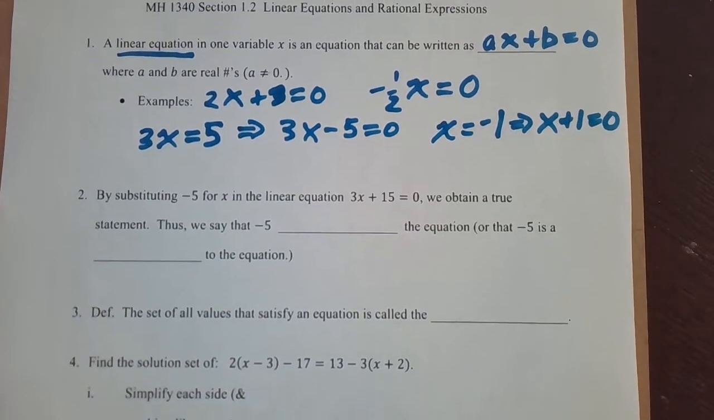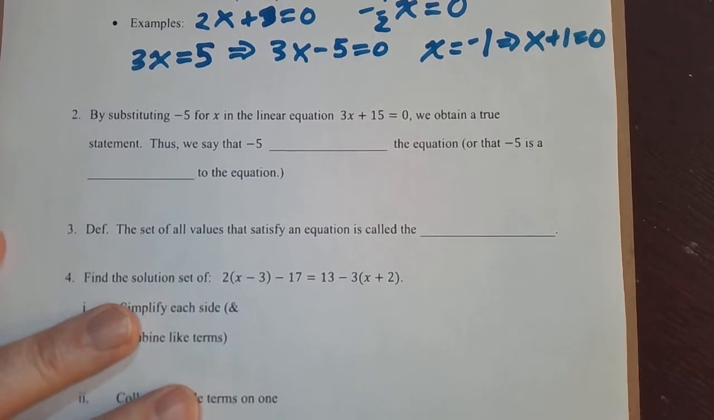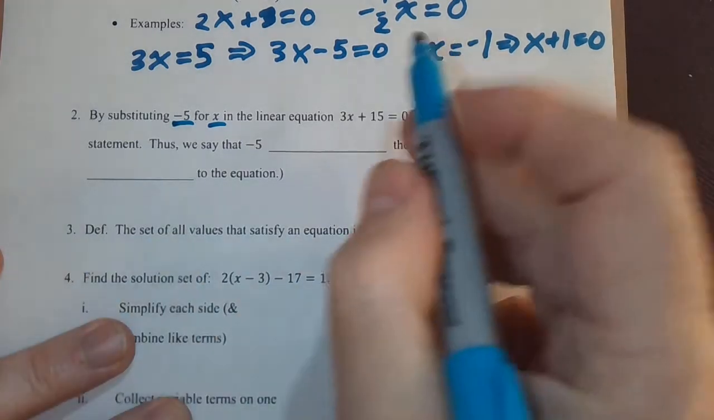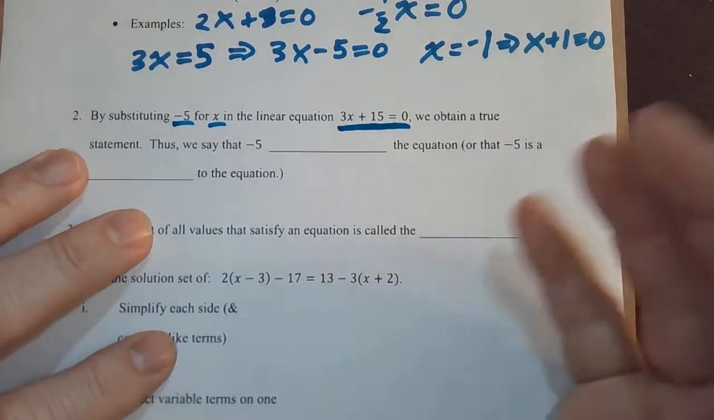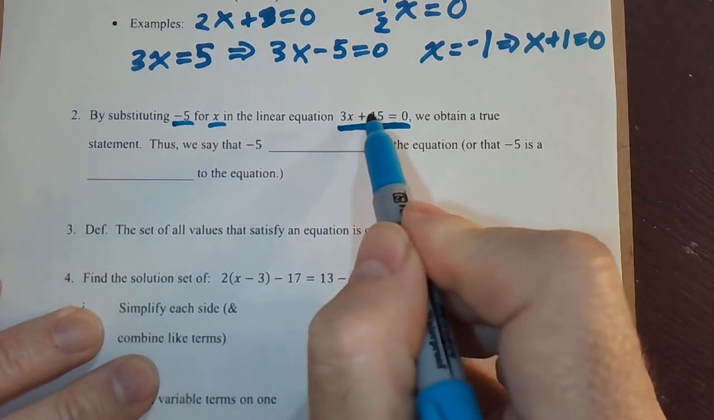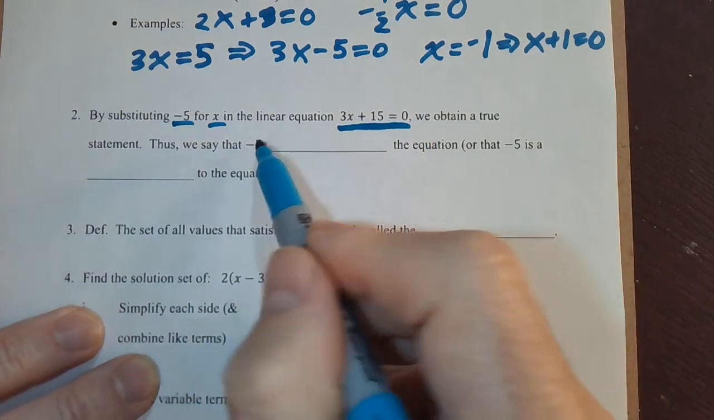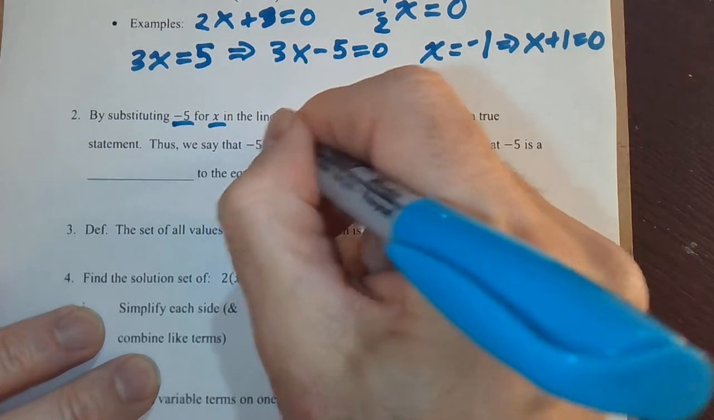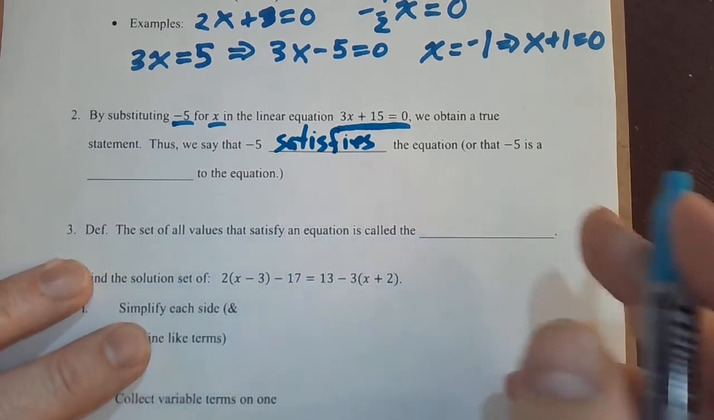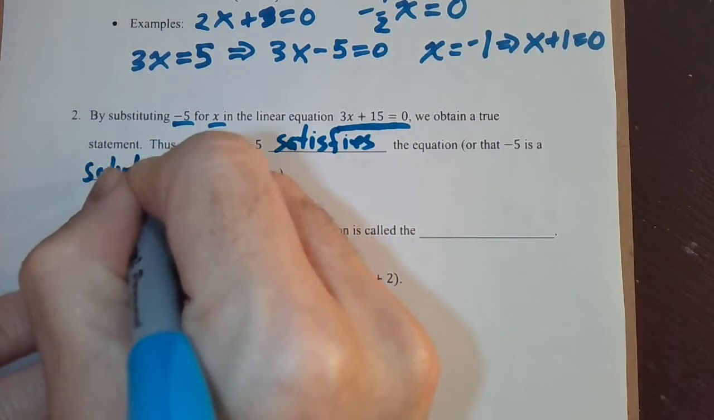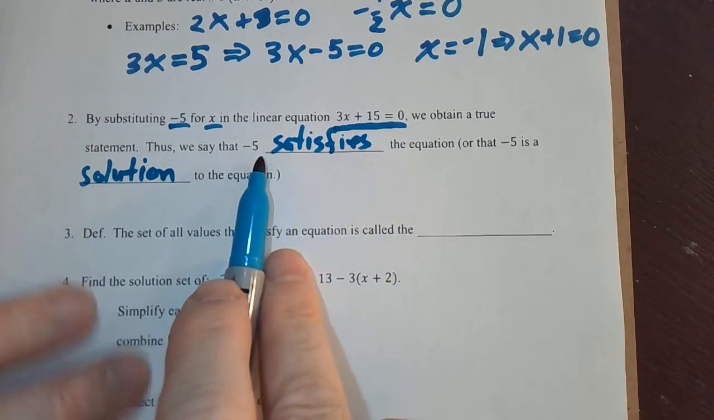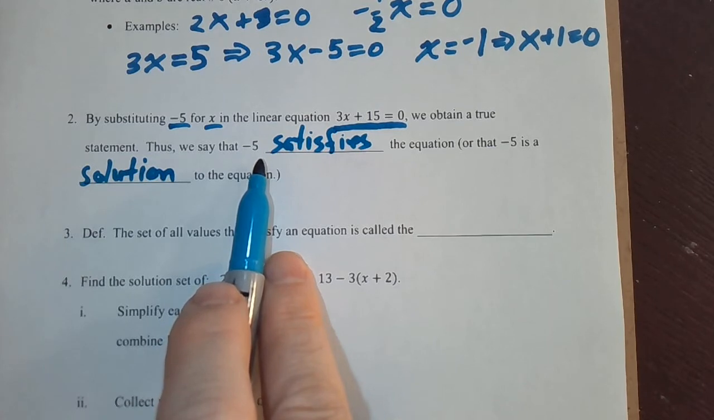And now let's look at a vocabulary term we've seen before already. By substituting negative 5 in place of x in this linear equation, we obtain a true statement. Because 3 times negative 5 is negative 15, plus 15 gives us 0. So thus we say that negative 5 satisfies the equation, or we could say that negative 5 is a solution. And actually in this situation, negative 5 is the only solution, but frequently we'll have equations that have multiple solutions.